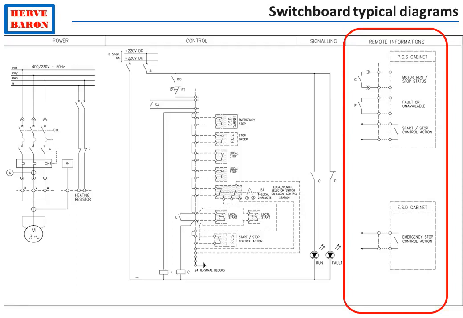Controls must also be defined. For instance, for a motor, control signals from the process control system to start or stop the motor, as well as signals from the process safety system to shut down the motor in an emergency. These signals exchanged between the process control system and emergency shutdown system with the MCC are shown on switchboard typical diagrams.